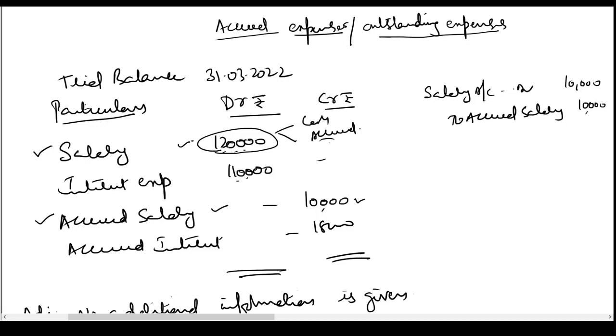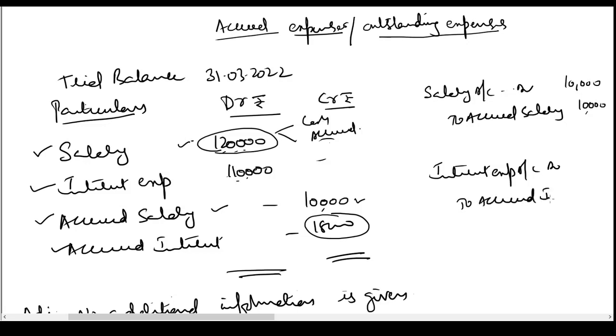So out of 120, if accrued is 10,000, that means the remaining amount has already been paid in cash or in bank. Now similarly, if you observe, interest expense is given 1,10,000 and accrued interest is given. If accrued interest is shown in the trial balance, that means there is a ledger with the name accrued interest, and that ledger has been opened because an entry has already been passed for that. Interest expense account debit to accrued interest. So this entry has already been passed in the books. Effect has already been given.